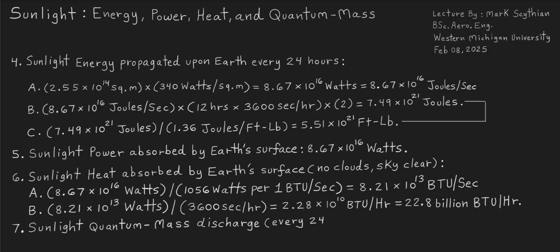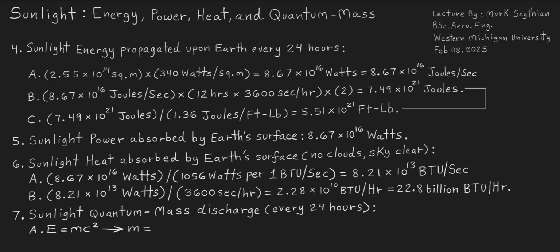So the next and last calculation is the sunlight quantum mass discharge every 24 hours. So we know that the relationship between energy and matter is E is equal to mc squared. Energy is equal to mass times the speed of light squared. So we can simply solve for the mass component in the equation to calculate the quantum plasma mass in the sunlight that grounds onto the Earth every 24 hours.